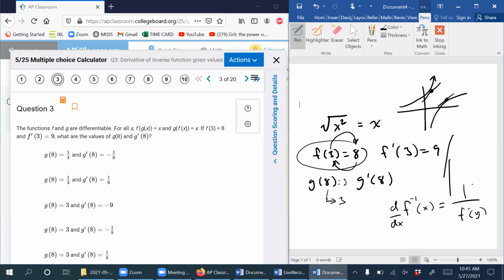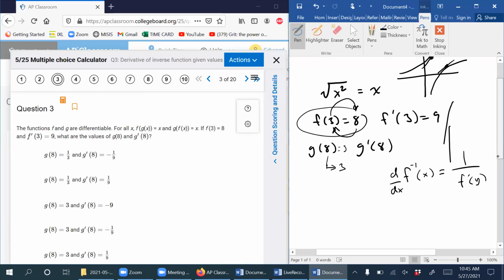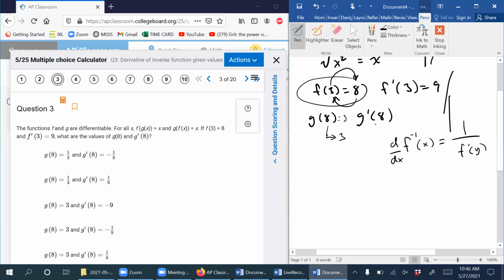I ran out of space here, darn it. So if these are inverses of each other, we're actually looking at the derivative at 3. Okay? And then it was written in a way of, it was like f prime of f inverse of x or something like that. Okay? Which was like 1 over, in this case, what's the derivative? It's going to be 9.